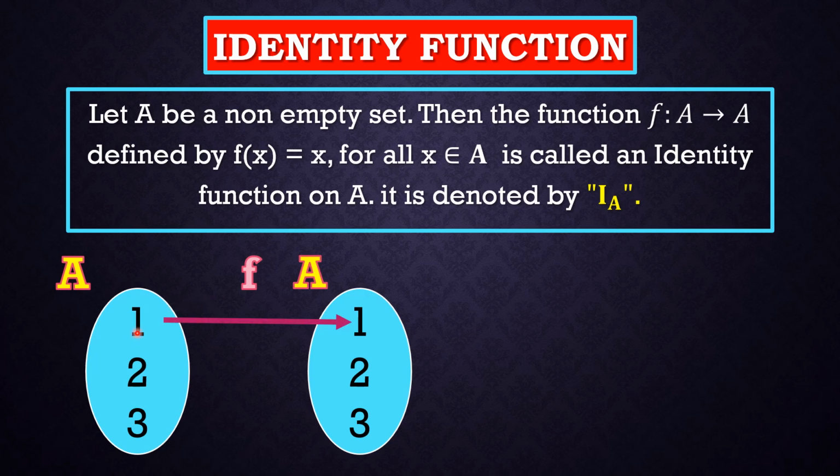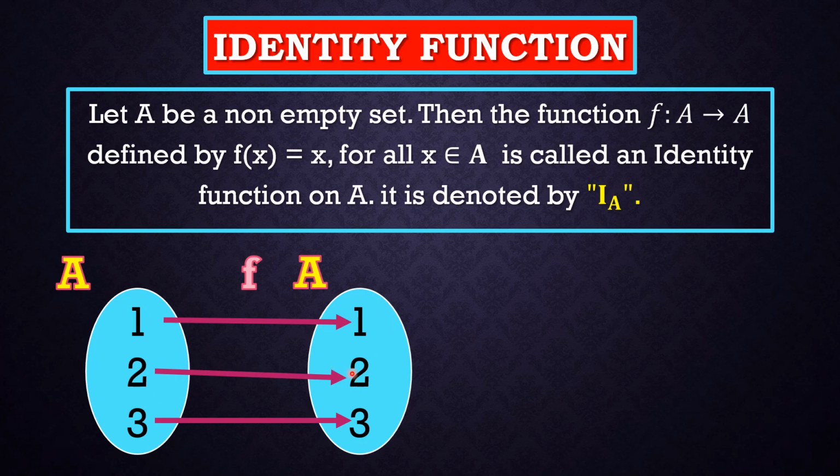In that function f, 1 is mapped with 1, 2 is also mapped with 2, and 3 is also mapped with 3. So here we observe same elements are mapped with same elements. That means f of 1 equals 1, f of 2 equals 2, f of 3 equals 3. So here images of the elements in the domain do not change in the codomain.